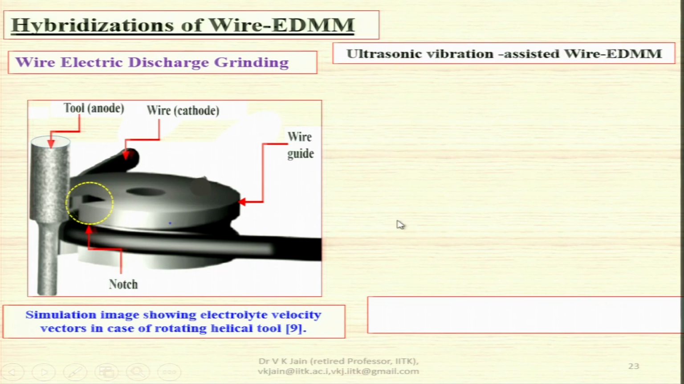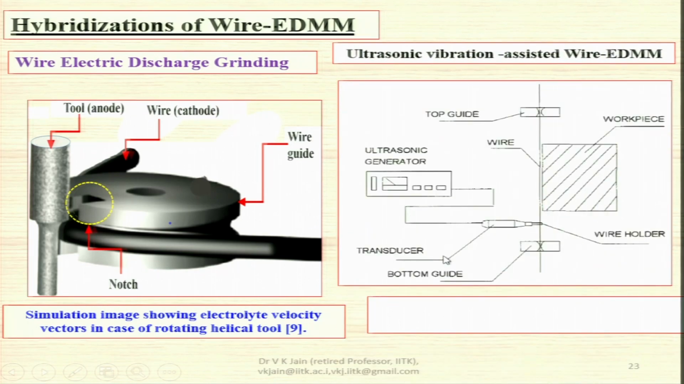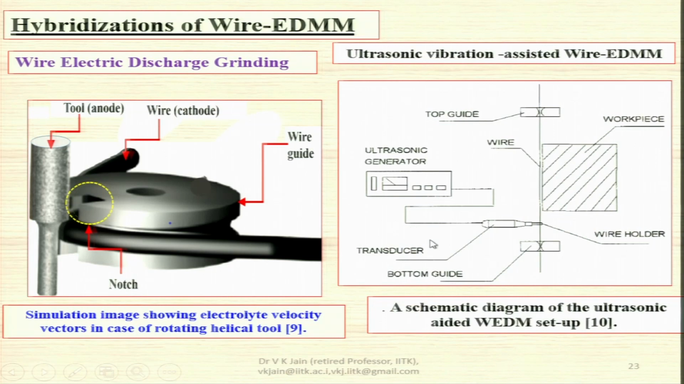Ultrasonic vibration assisted wire EDMM process. Here you are giving ultrasonic vibration to the wire or to the workpiece, and you can enhance the performance of the process. As you can see, the transducer and all other things are shown there. A schematic diagram of the ultrasonic aided wire EDMM setup.